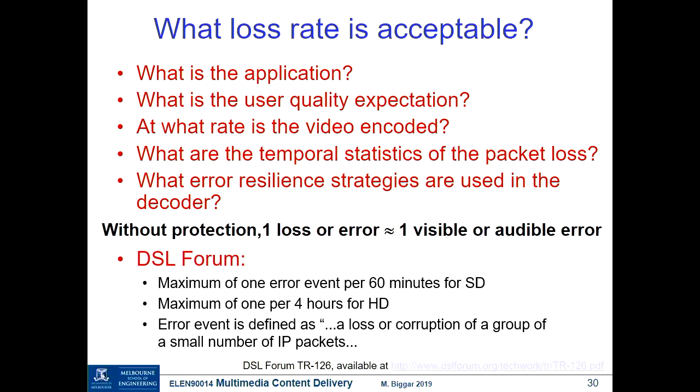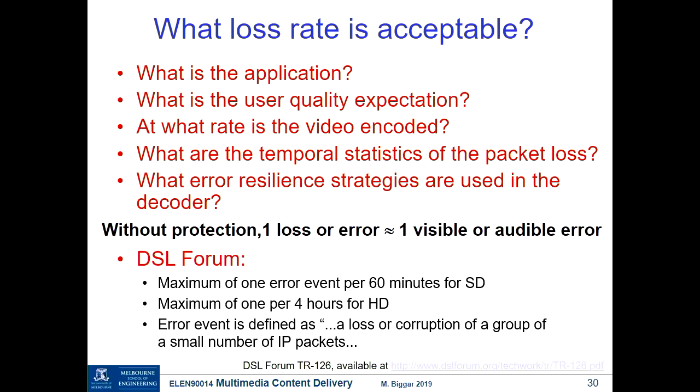There have been various attempts to standardize and provide guidelines about what sort of error rate or loss rate is tolerable. The DSL forum, for instance, says that the target should be 1 error event per 60 minutes for standard definition TV, and 1 error event every 4 hours for high definition TV. An error event is defined as you see there, loss or corruption of a small number of IP packets, whatever a small number is.